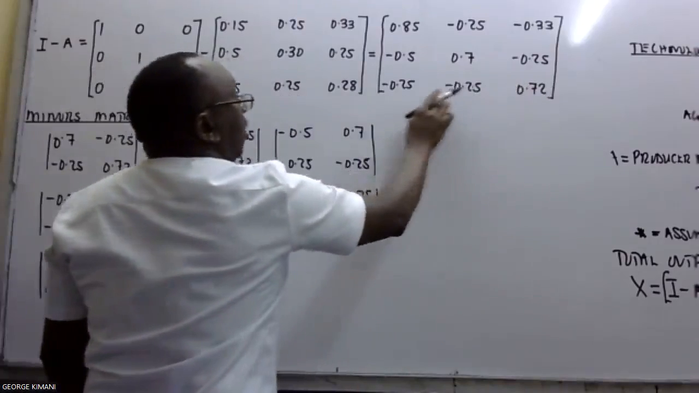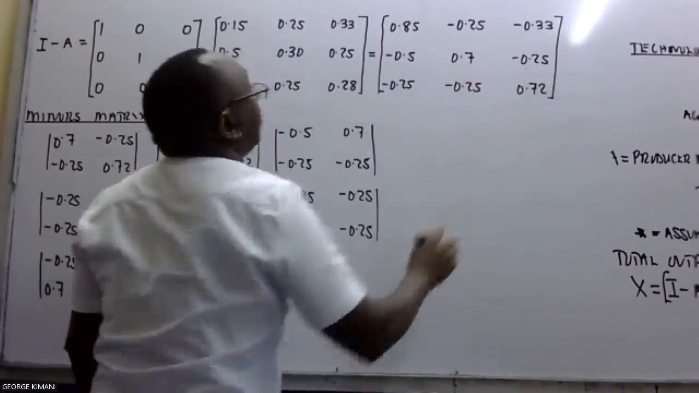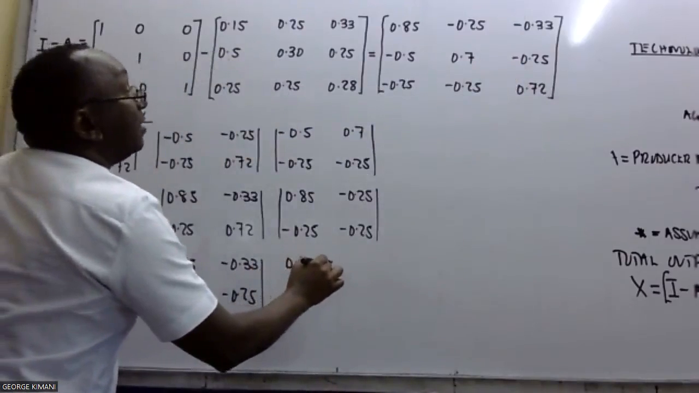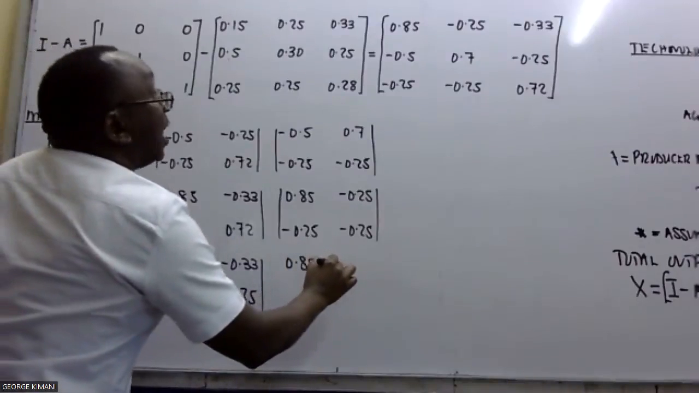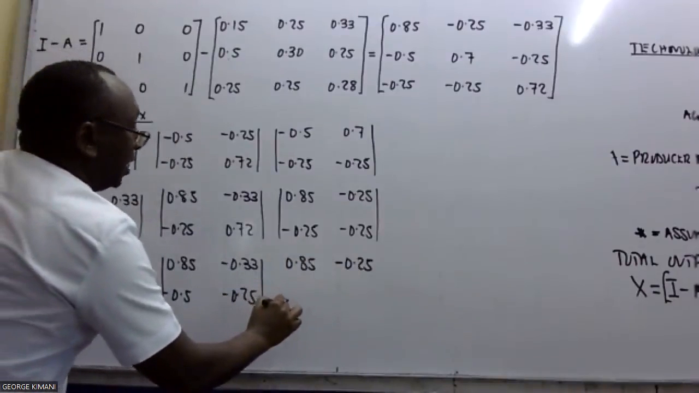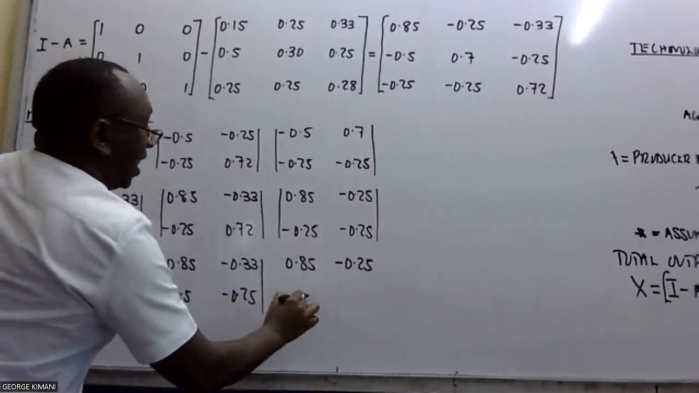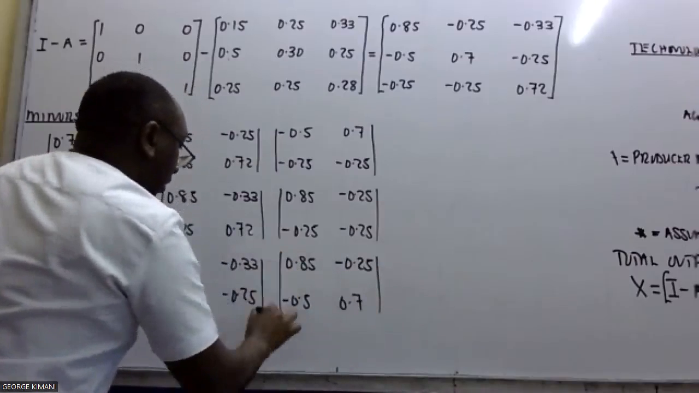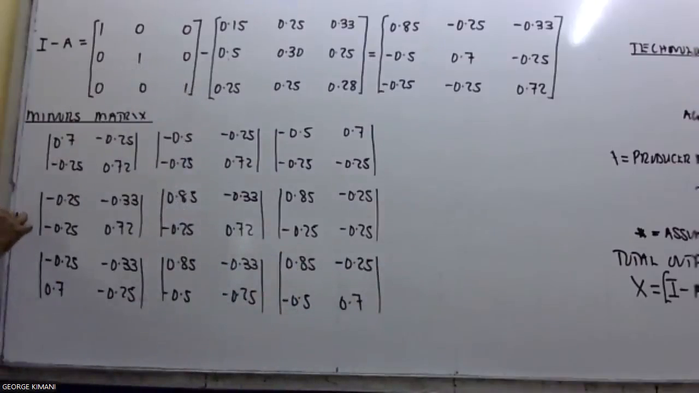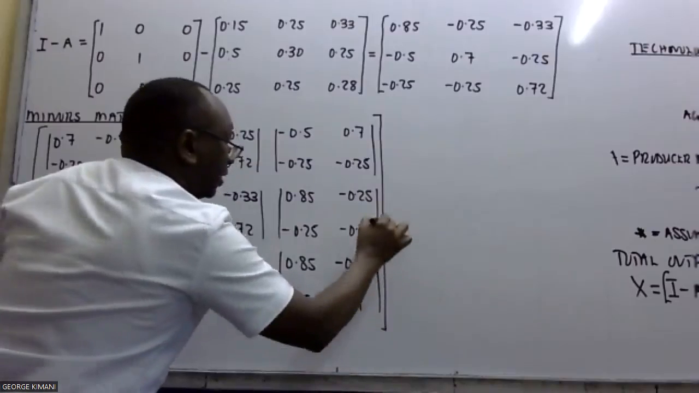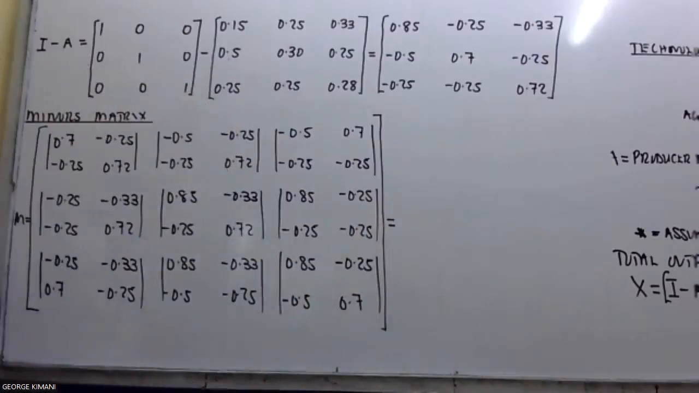Then finally we drop third row, third column. Tunaachiwa 0.85, minus 0.25, minus 0.5 and 0.7. Now this is matrix M, which is, now if you look at this matrix, it is due date.